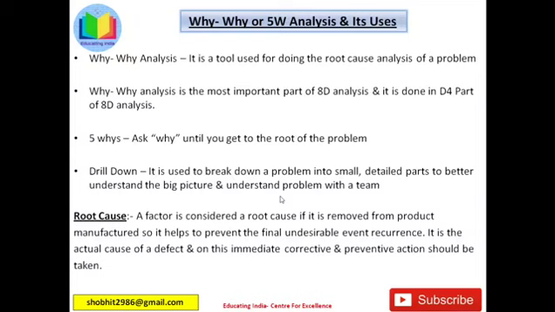What is a root cause? A factor is considered a root cause if it is removed from product manufactured, so it helps to prevent the final undesirable event recurrence. It is the actual cause of a defect, and on this immediate corrective and preventive action should be taken. It means that root cause is actually responsible for the occurrence of a defect, and if immediate corrective and preventive action is taken on root cause, then defect recurrence could be prevented easily.